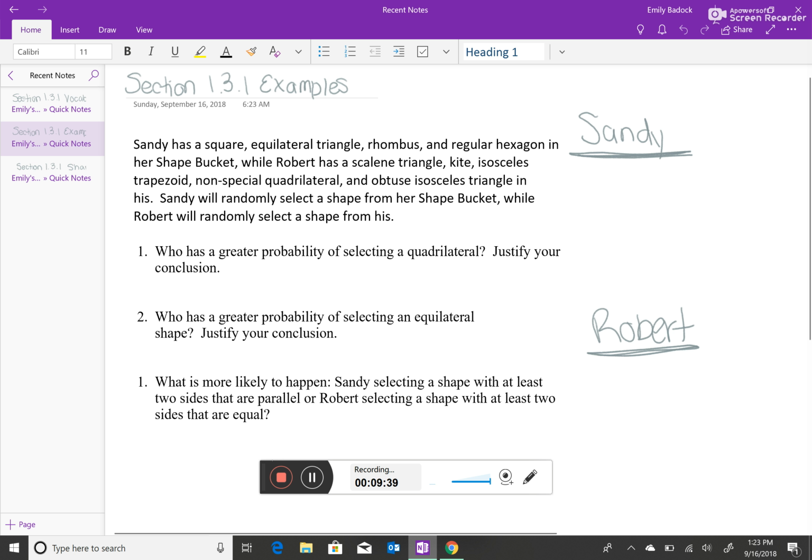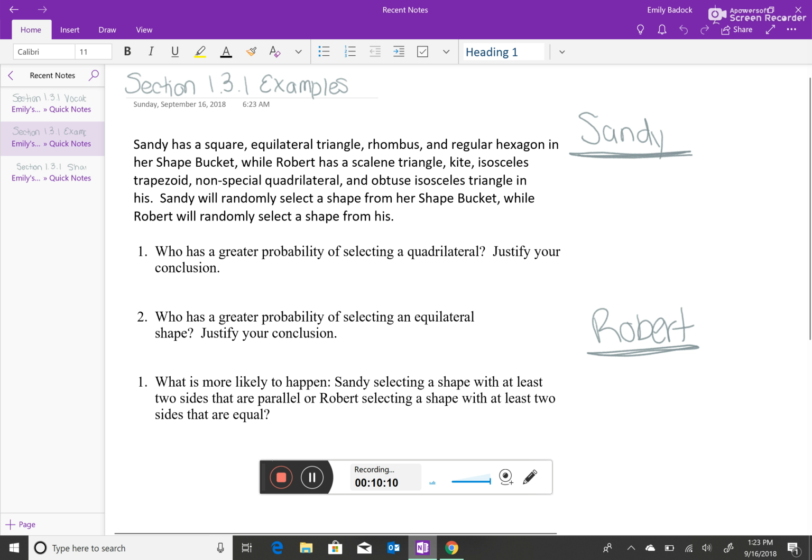This has to do with not only probability, but it also talks about our different shapes. It says Sandy has a square, an equilateral triangle, a rhombus, a regular hexagon in her shape bucket. Those are all the shapes that she has, while Robert has a scalene triangle, a kite, an isosceles trapezoid, a non-special quadrilateral, and an obtuse isosceles triangle in his. Sandy will randomly select a shape from her bucket, while Robert will randomly select a shape from his.